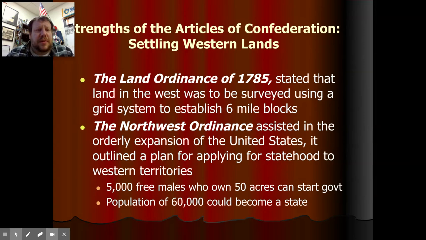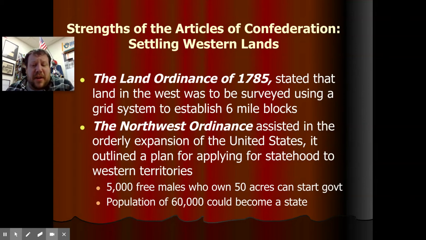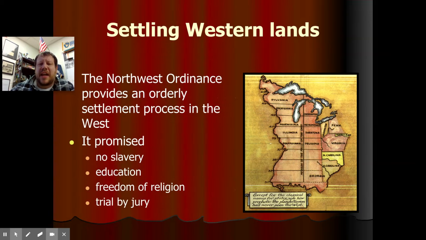They also set aside how new states could be formed. So when you had X number of people owning X amount of territory, you could then make your own government or your own state. And at a population of 60,000, you became a state. So they set those things aside.